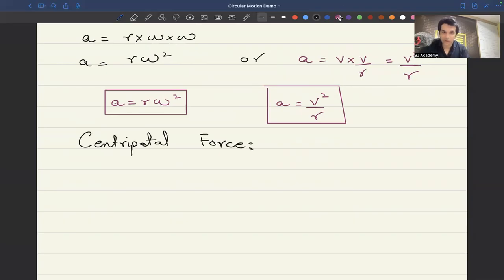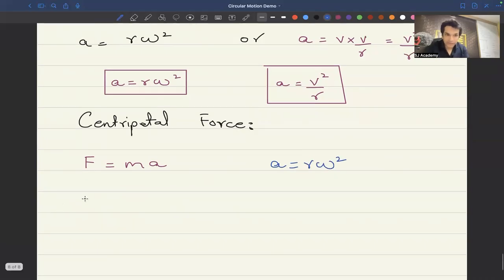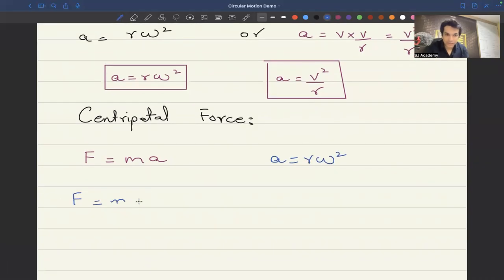Well, the first thing we all know is that F is equal to ma. Everyone will be able to derive this on their own. Now, acceleration can be written as r omega square or v square upon r. So first, using this, in place of a, we will write F is equal to m into r omega square, or we can also write acceleration as v square upon r. So F will be equal to mv square upon r.